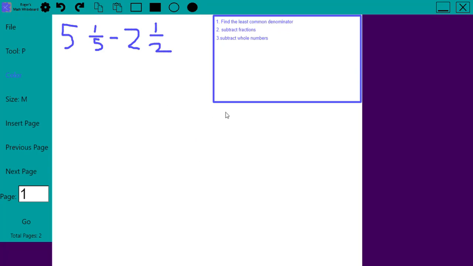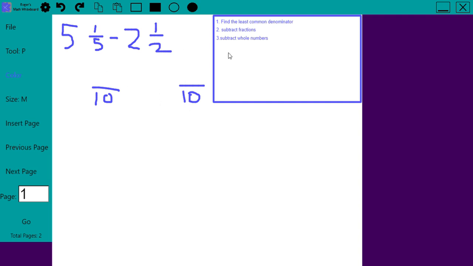When you're subtracting mixed numbers, the first thing you're going to need to do is find the least common denominator. Right here, with the fractions 1/5 and 1/2, the least common denominator between these two is going to be 10, because 10 is the smallest number that both 5 and 2 fit into evenly. So therefore 10 is my least common denominator.